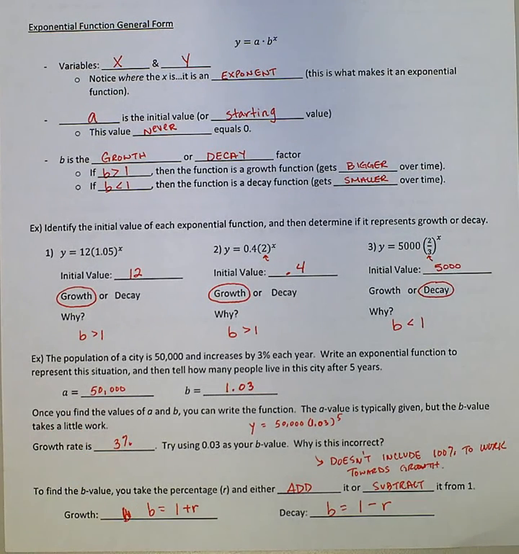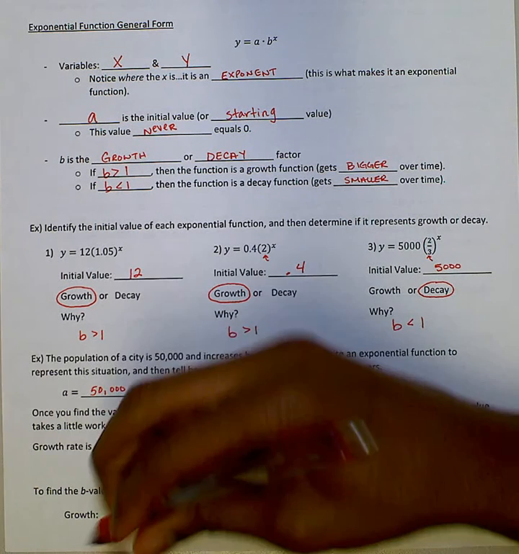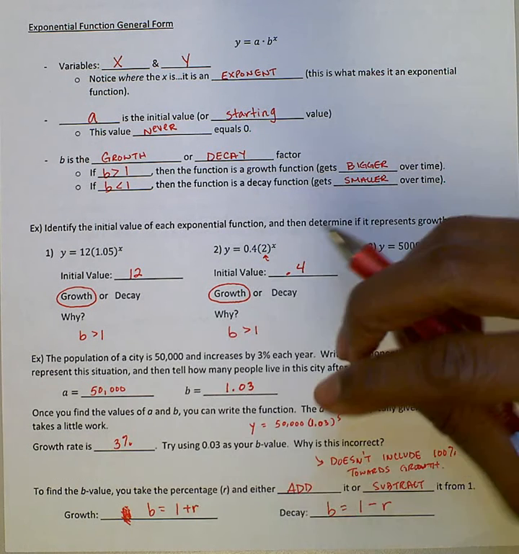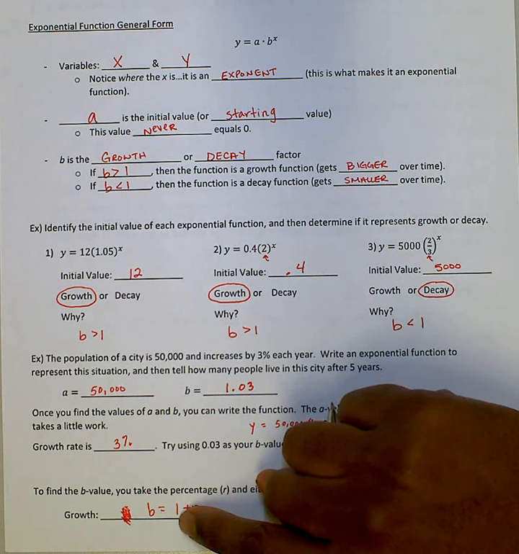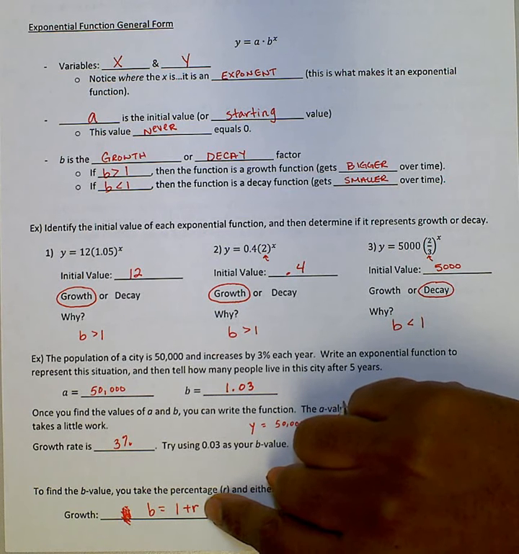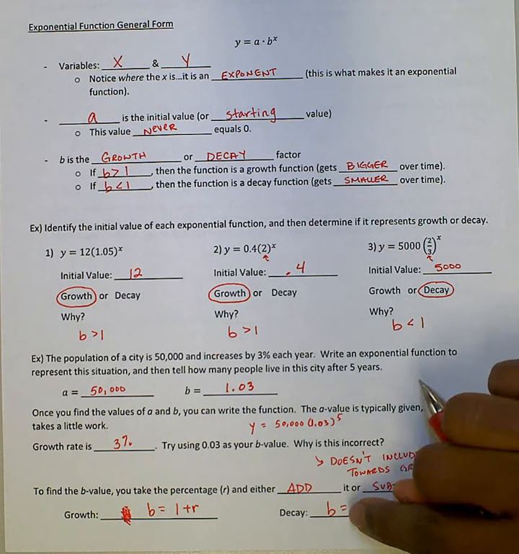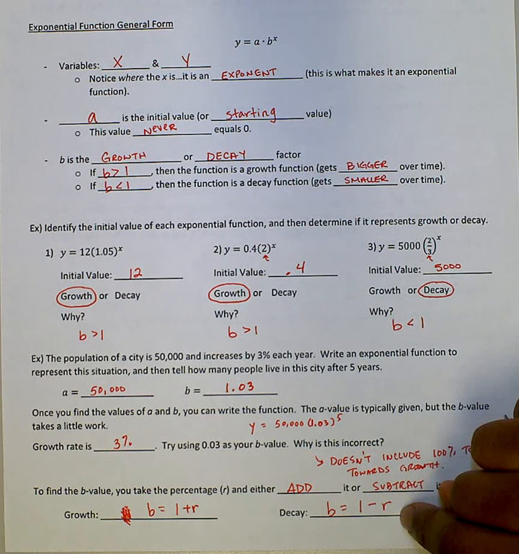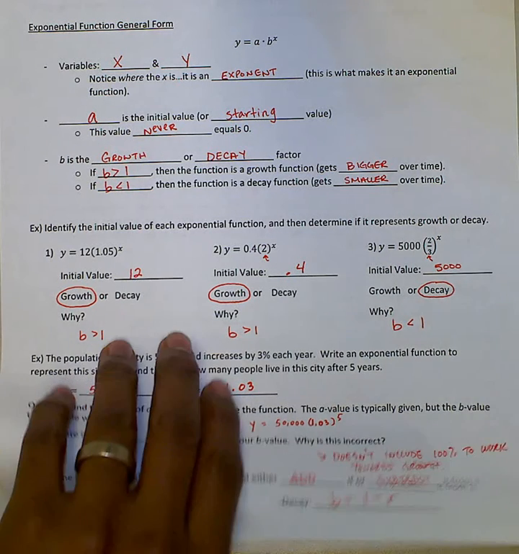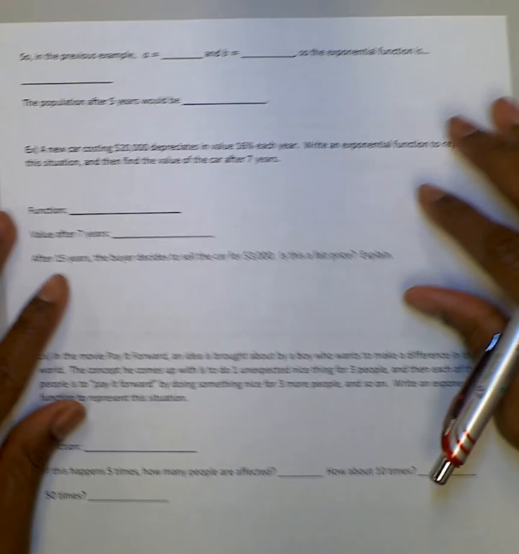Okay, again, if it's growth, we'd say 1 plus the rate that they're talking about, because 100% of what's happening plus the rate of growth. Or if it's decay, we'd say 1 minus R, 100% of what's happening minus the rate of decay. Okay, so let's flip and look at some more examples.